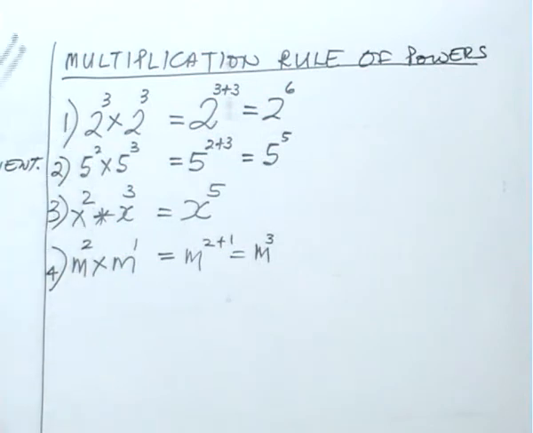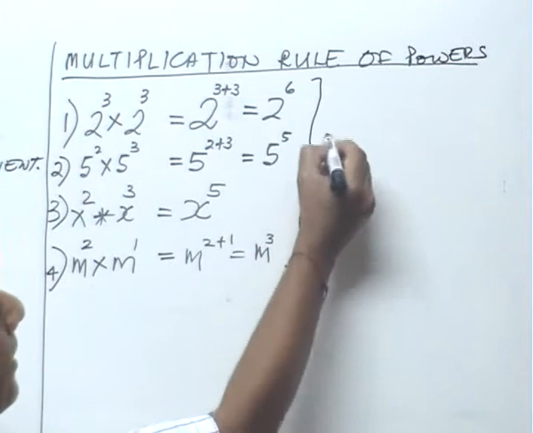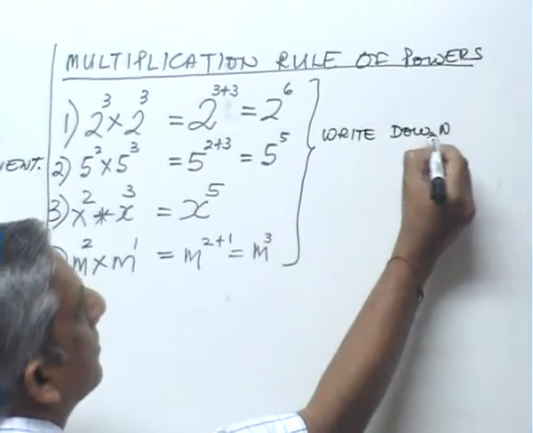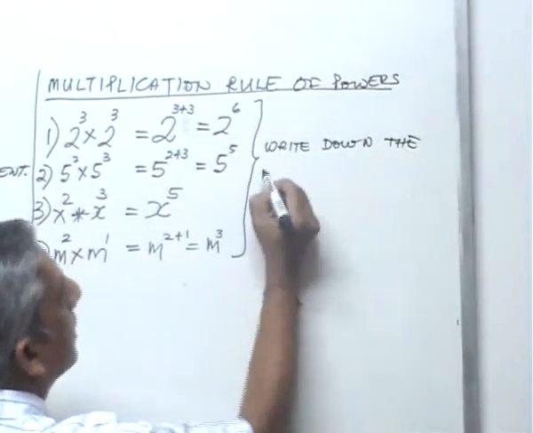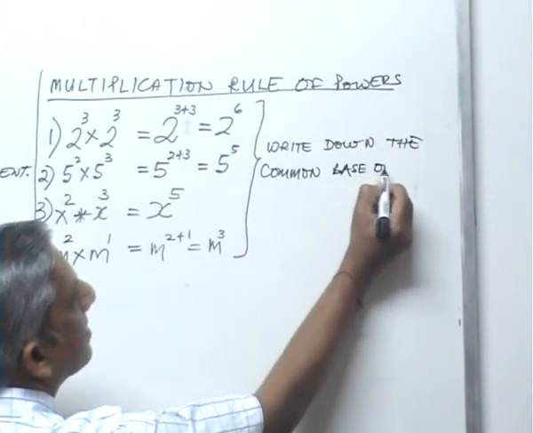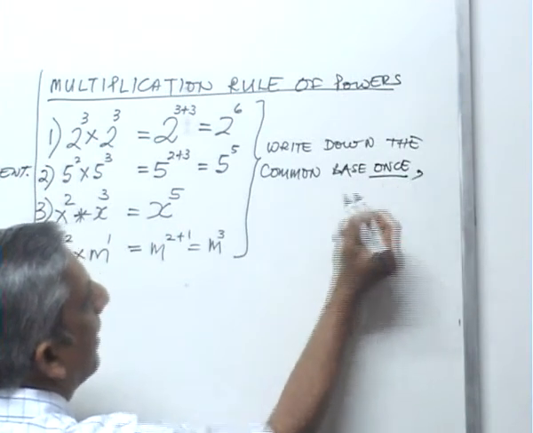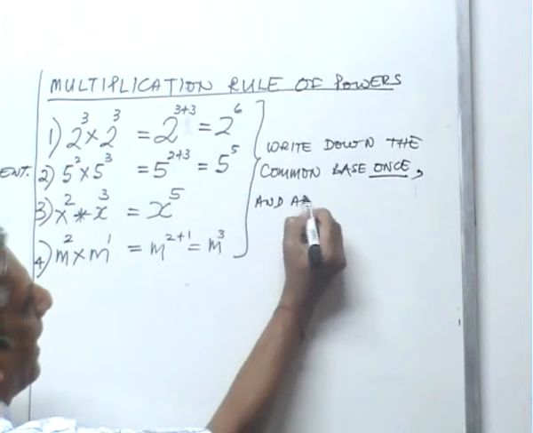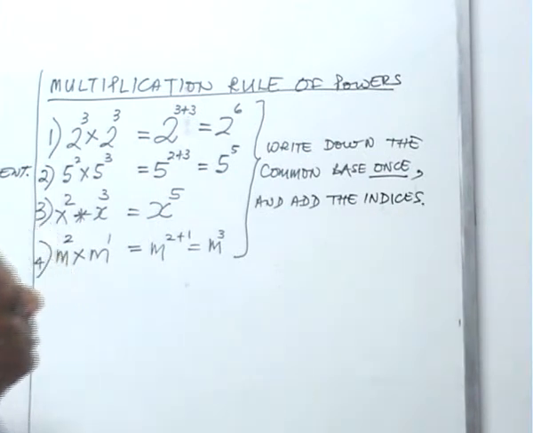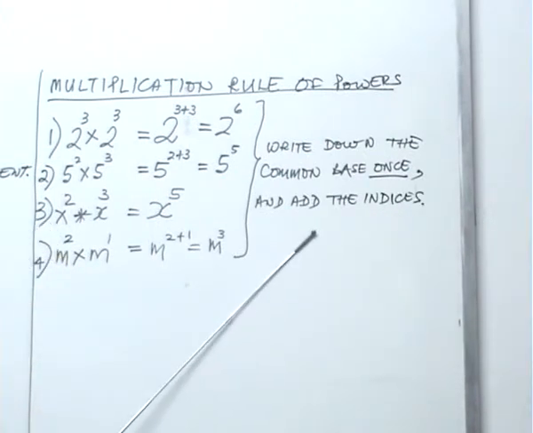So by studying these examples, we can now summarize the multiplication rule of powers. The multiplication rule of powers is: write down the common base once. I'm emphasizing the word once. And add the indices. So that's the multiplication rule for powers. Write down the common base once and add the indices.